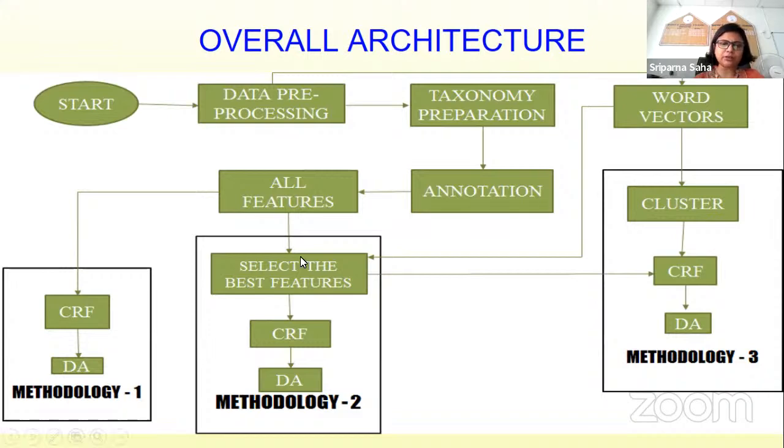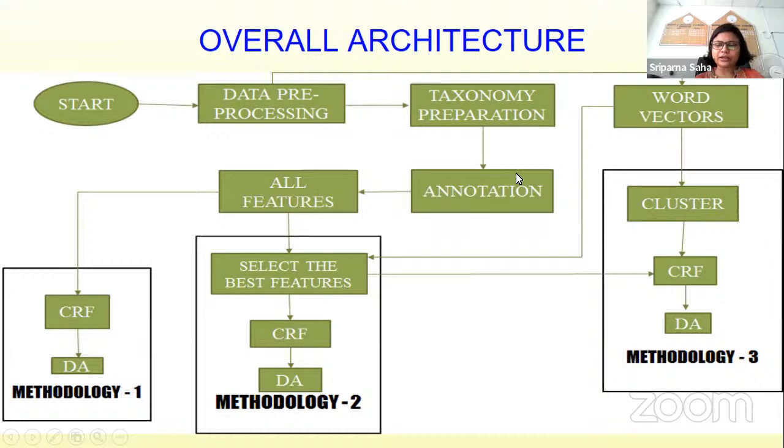So basically we are extracting all the features, and then there is a CRF, conditional random field, which is a machine learning classifier. We are using CRF as a classification algorithm, and with all these features we are training the CRF, and then we are predicting the appropriate dialogue act.